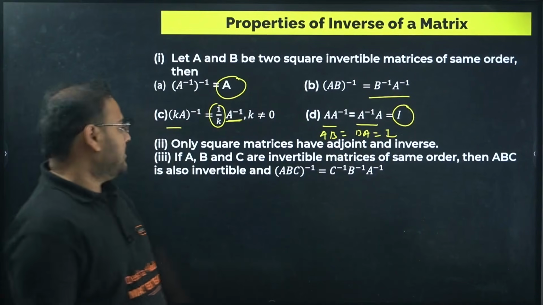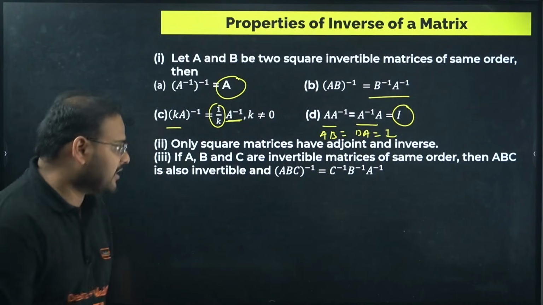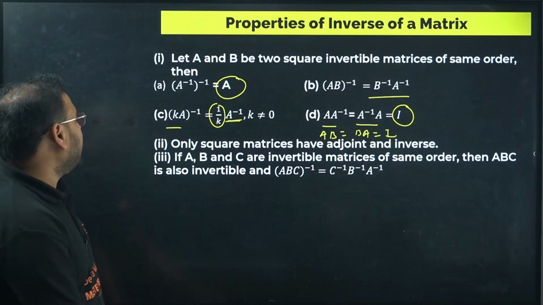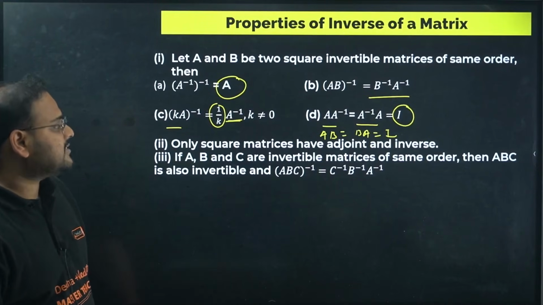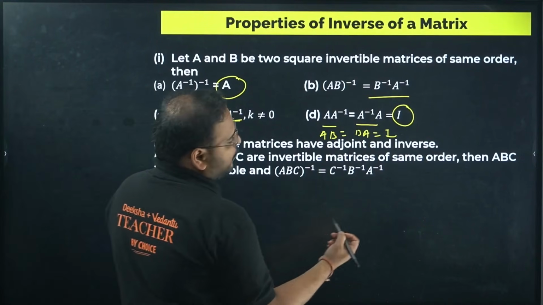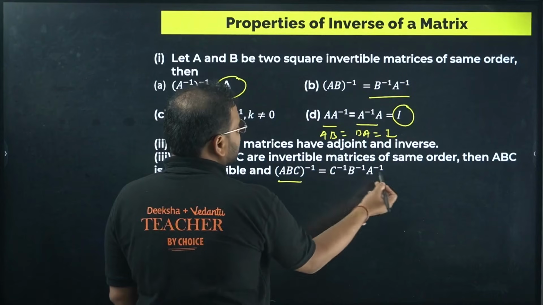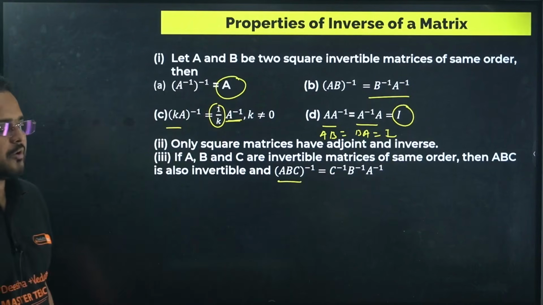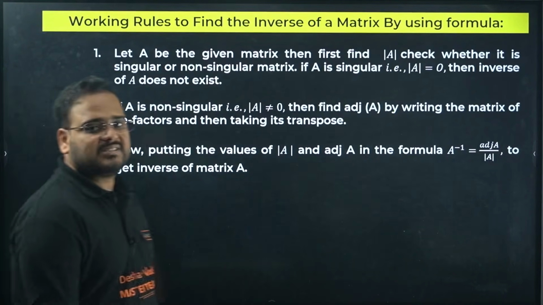AB equals BA equals I. Only square matrices have adjoint and inverse, as mentioned already, and if A, B and C are invertible matrices, then of course the reversal law will hold true also. Inverse of ABC will be what? C inverse, B inverse, A inverse for the product of ABC taken inverse at the same time.